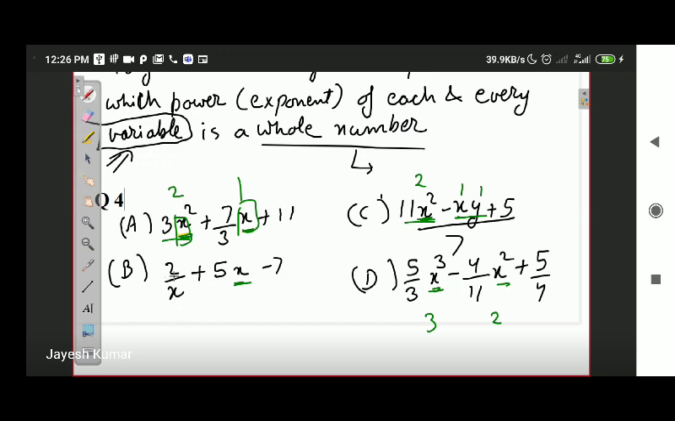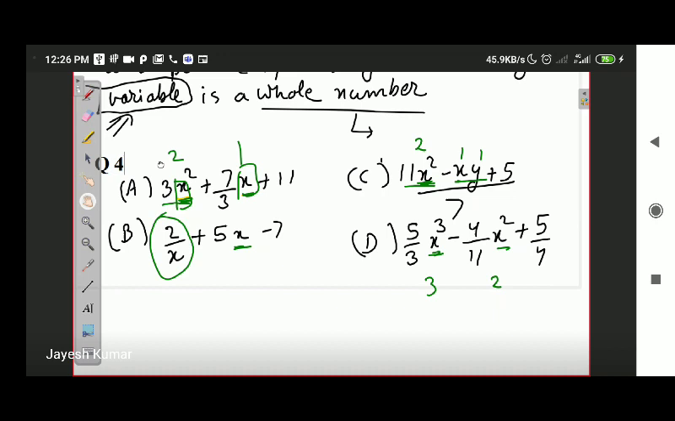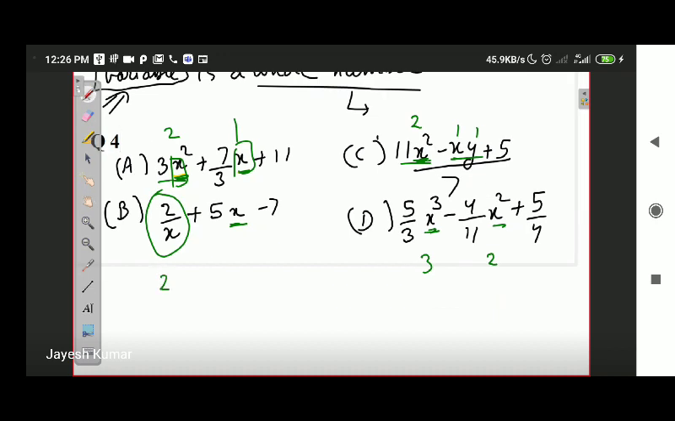For B part, the first term is 2 upon x. So let's talk about 2 upon x. What happens with 2 upon x? As we have already studied in exponents, if a number is in the denominator, then its power is negative. When the number is transferred to the numerator, its power becomes negative. So 2 upon x is equal to 2x to the power minus 1. Why x to the power minus 1? Because if a number is in the denominator, when it is transferred to the numerator, the power becomes negative.